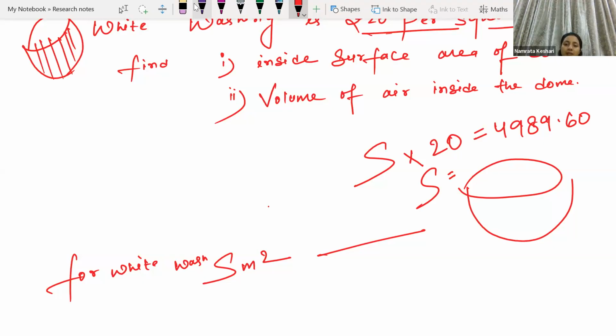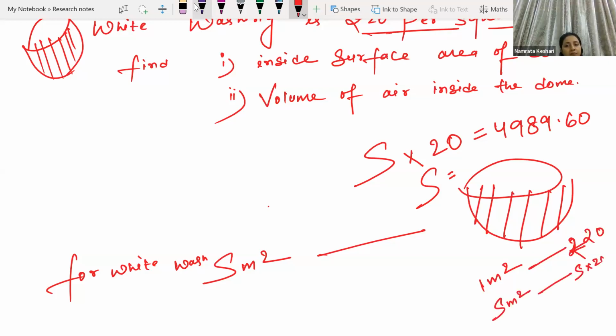Suppose you have painted S meter square and 1 meter square costs rupees 20. So S meter square cost will be S into 20. And it is given in the question that the total amount is 4989.60. So we can say S into 20 is equal to 4989.60, and from there easily we get the value of S.